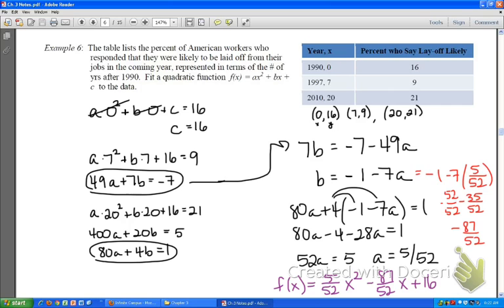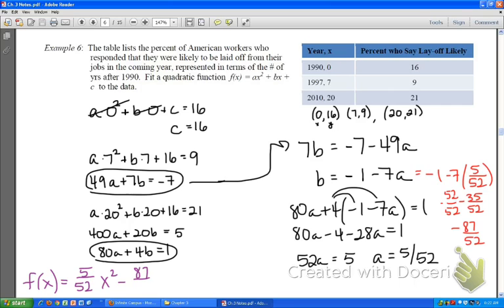Sorry. Let me actually rewrite that where you guys can actually see it. I thought I was in a completely different spot on the screen. All right. So we had f of x equals your A value, which was 5 over 52, x squared, minus your B value, 87 over 52, x, plus 16 for C. So that would be your equation. Any questions on that one? No? All right.